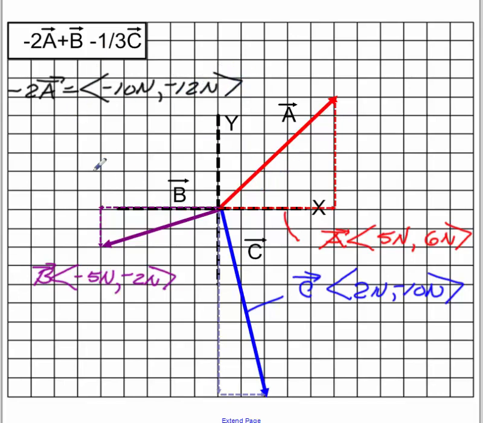What is b? Well, b is not going to change, right? B vector is exactly what we got, minus 5 newtons, minus 2 newtons. What is minus 1/3 c? So I'm going to multiply these all by negative 1/3 and I get minus 2 over 3 newtons. And then, I'm sorry, by negative 1/3 again, which gives negative 10/3 newtons positive.